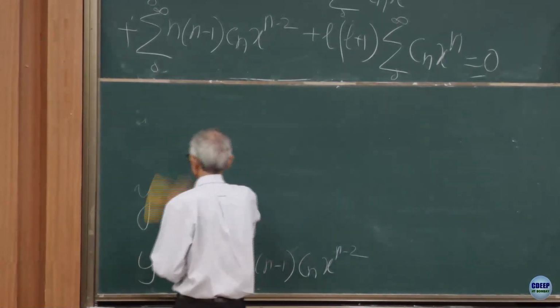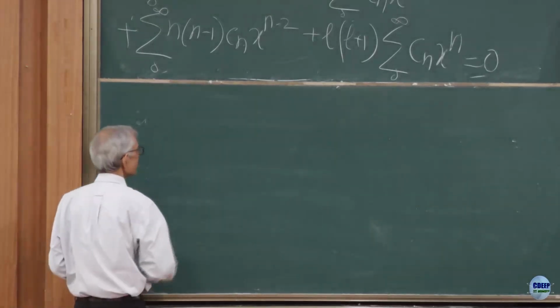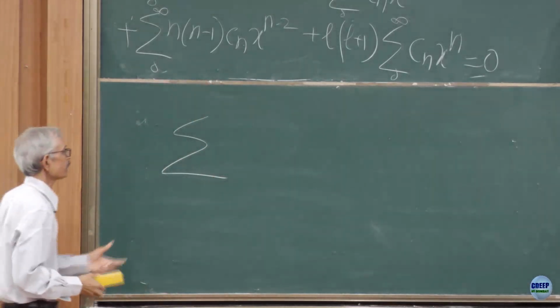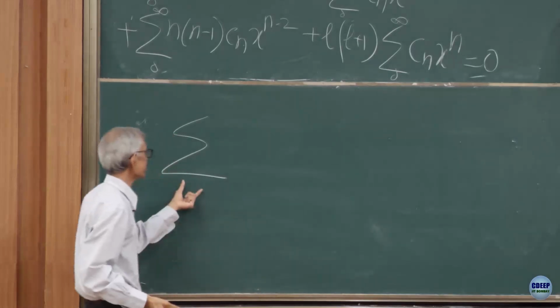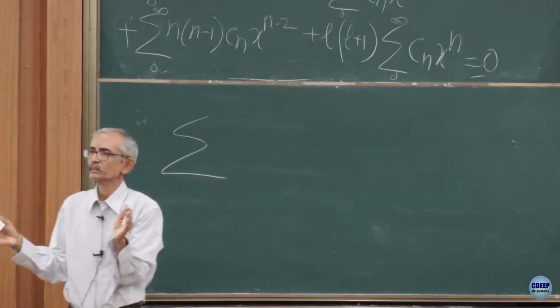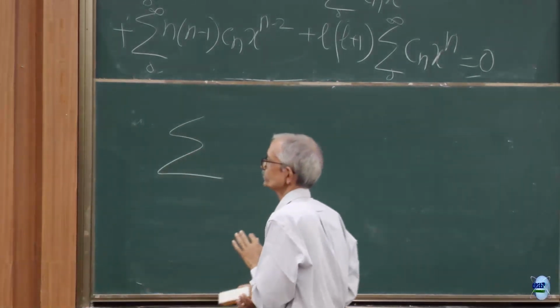If we want to get something under a summation sign, I would like to get the same x quantity here and the same limits here, and then I can just go ahead and add up and get some kind of a recurrence relationship. So that's basically what we are going to be doing.